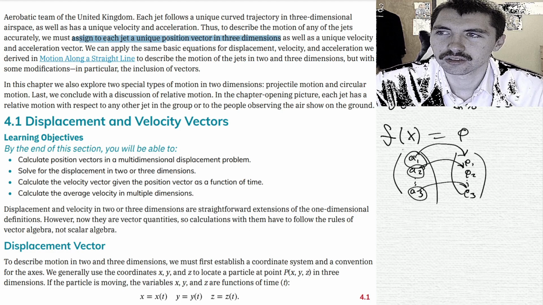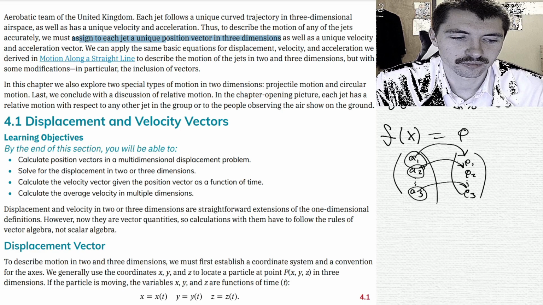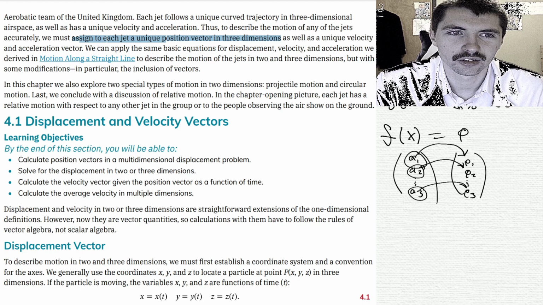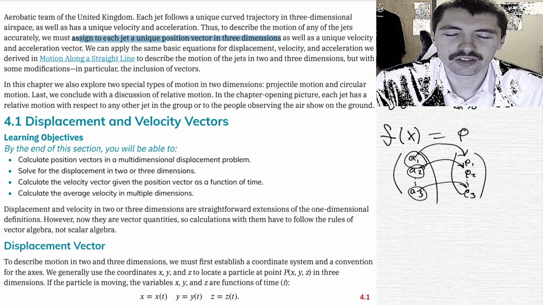So if this was jets, jet A gets a position vector. Jet 2 gets a position vector. It's unique. Jet A and Jet 2 cannot have the same position vector unless one's inside the other. So we're going to use the same basic displacement equations, so that's nice.